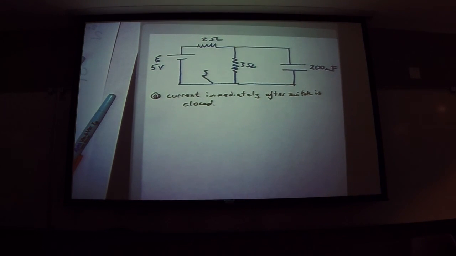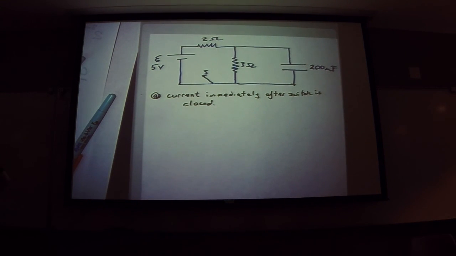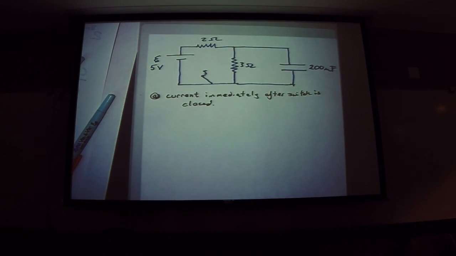Okay? Should I give you B and C here too? I'll just do one at a time. But you would be asked 3 questions about a circuit like this. First of all, you want the current immediately after the switch is closed. And there's plenty of these on the homework too. You get to have lots of fun.